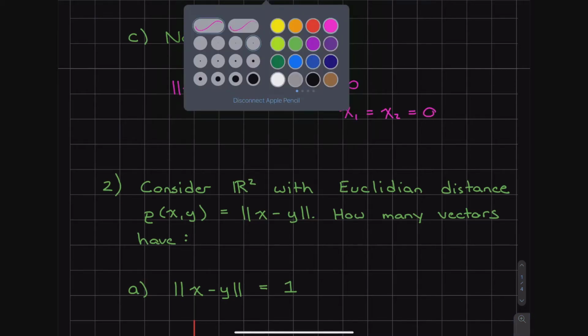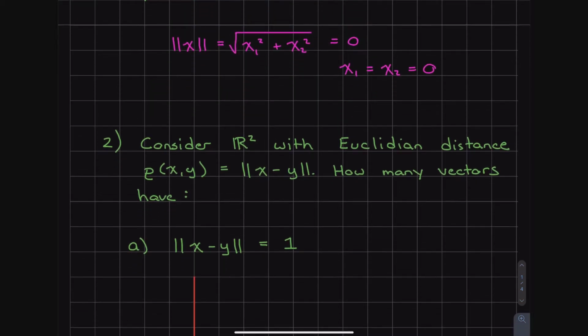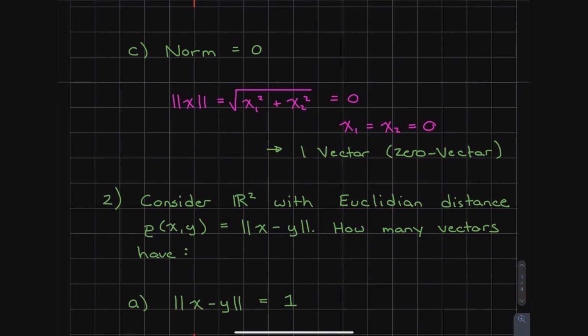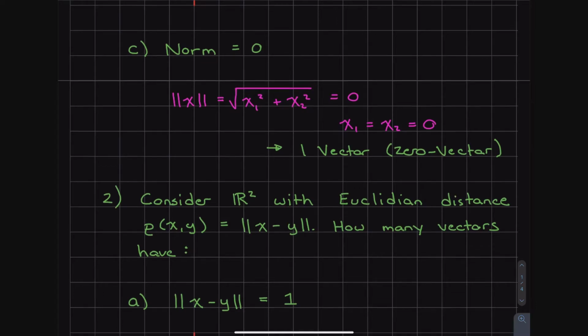So for this case, there's only one vector with norm 0. And in this case, it's the 0 vector. And this is the only vector that'll ever have norm, or a magnitude, of 0. And that can just be proven by looking at the math. The only way that equation is going to equal 0 is if x1 is equal to x2, which is 0.